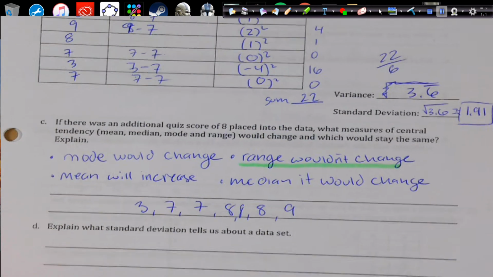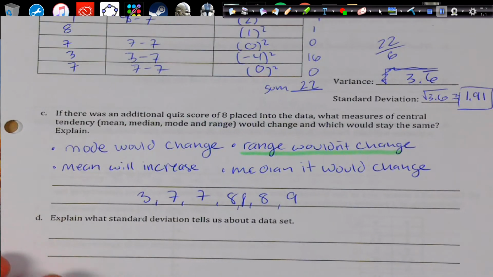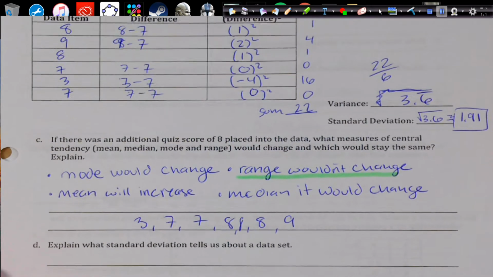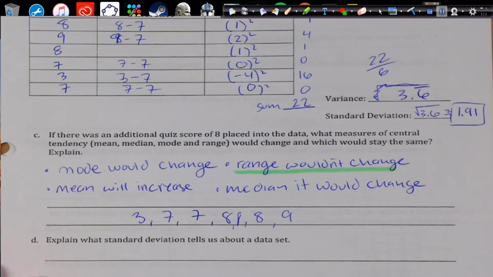Explain what the standard deviation tells us about the data set. 1.91 is pretty big difference, and I think that's probably because of our outlier.